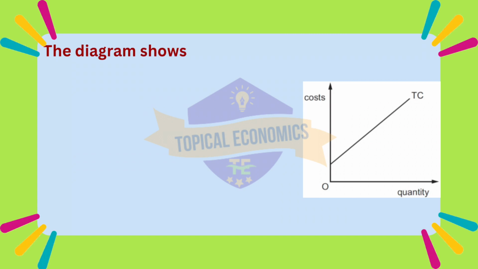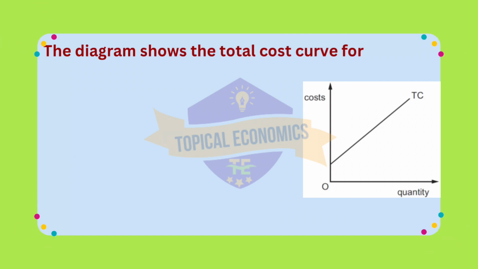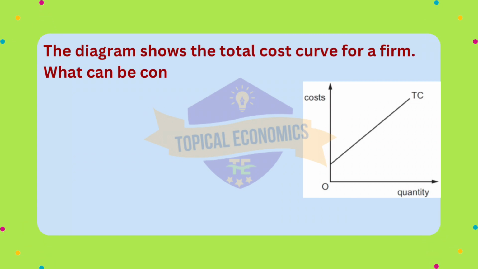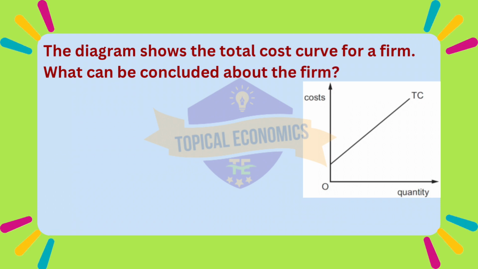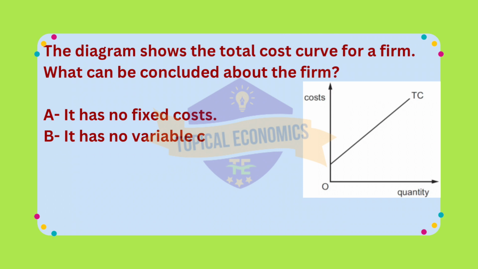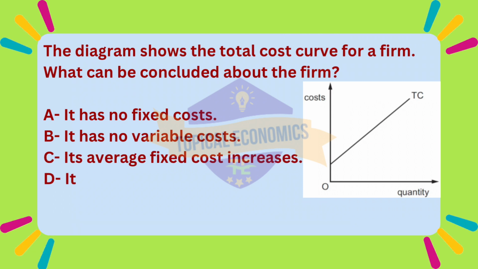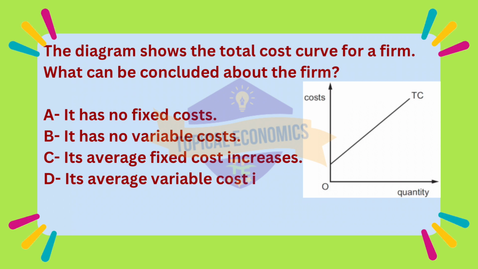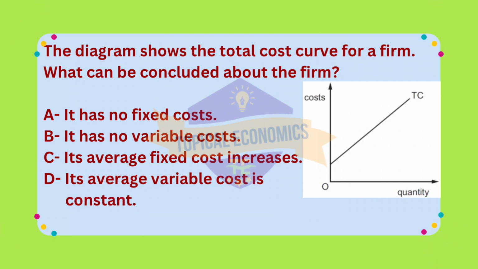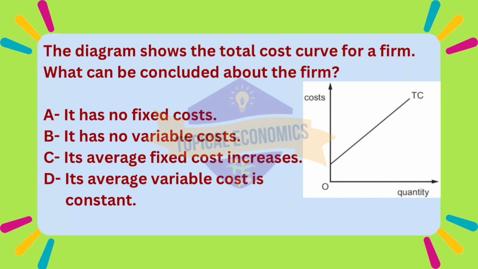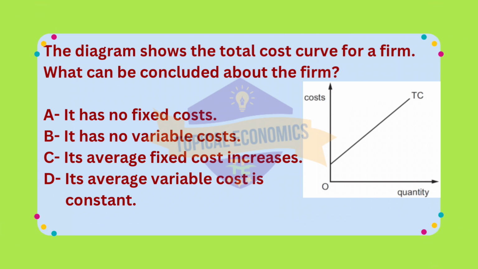Moving to question 8. The diagram shows the total cost curve for a firm. What can be concluded about the firm? A. It has no fixed costs. B. It has no variable costs. C. Its average fixed cost increases. D. Its average variable cost is constant. Reference, 2021 October, November, version 2. The correct answer for this question is option D.